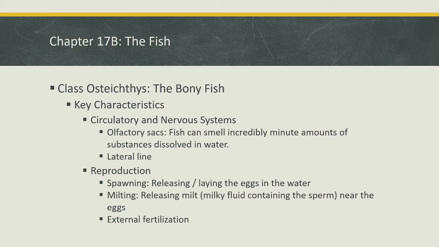Okay, and then reproduction. So the two main terms with fish reproduction are spawning and milting. Spawning is releasing or the laying of eggs in the water. So the female spawns and then the male milts, which is releasing milt, and milt is the milky fluid containing the sperm near the eggs. Yeah, so the female releases eggs, the male comes along and milts, and then external fertilization happens, and then those eggs grow and develop, and you have new fish.